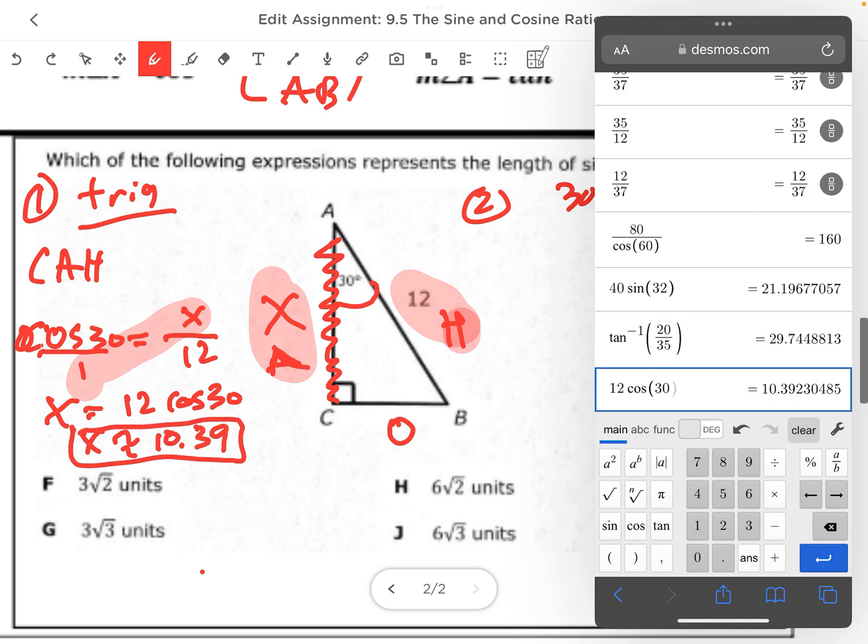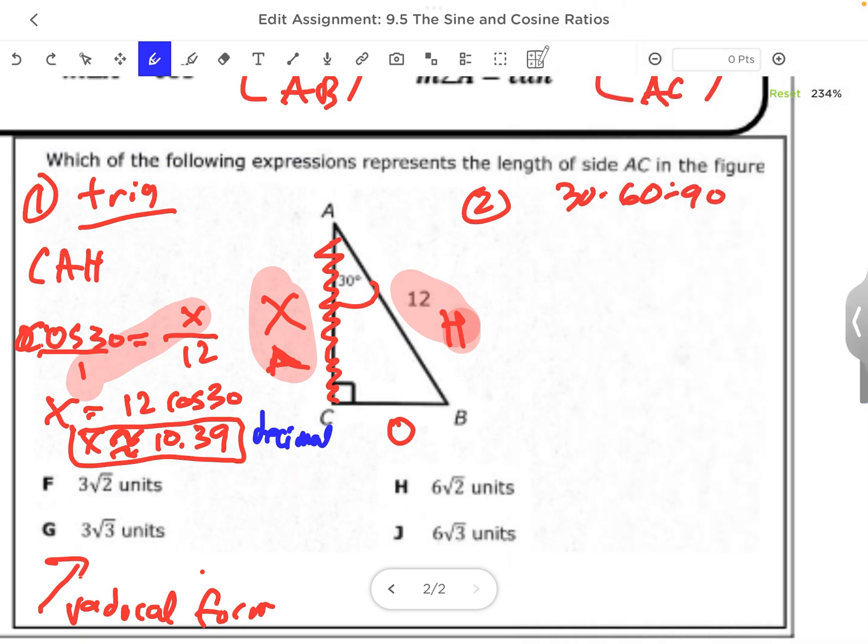But we don't see any of those as our answer because these are in radical form, and this is our decimal form. So it depends on if they ask us to round it or not. Now, I'm going to show you in just a moment how we could figure out which one of these is the answer, but let me just do the math first, because that's just a test-taking strategy. So we know this is our answer, but we don't know which one of these is the same. So let's take a look.